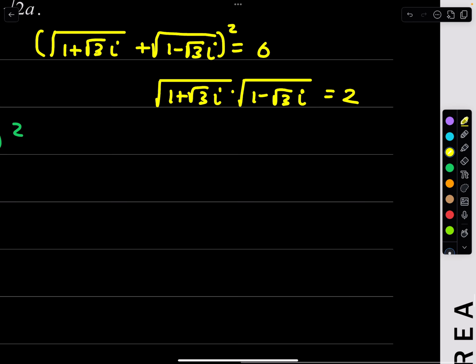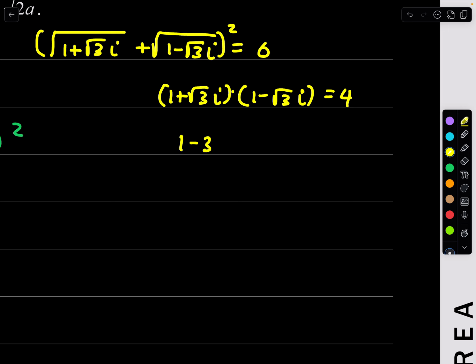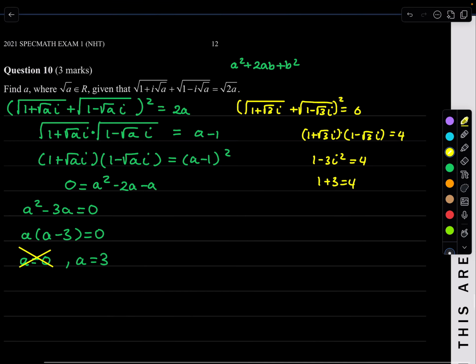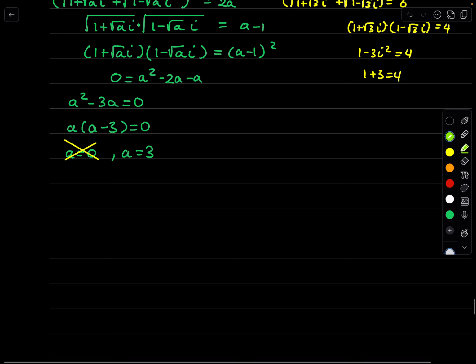Okay. And then square both sides. So this will be a 4. Now you're basically expanding this, which is 1 minus 3i squared is equal to 4, so 1 plus 3 equals 4, 4 equals 4. So this statement works. So this is your only solution. And done. That is it.